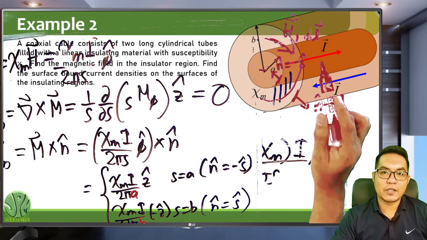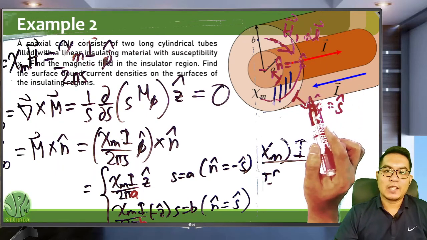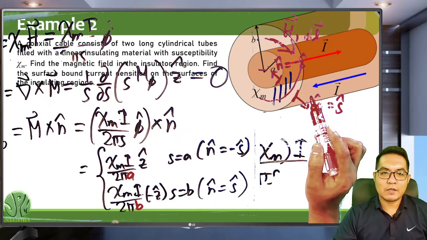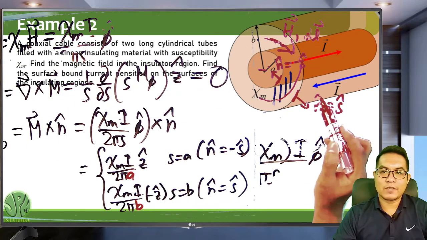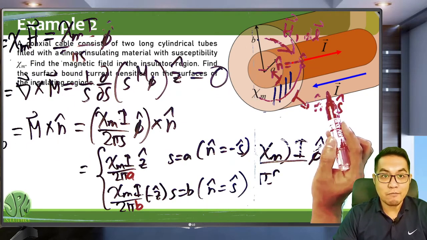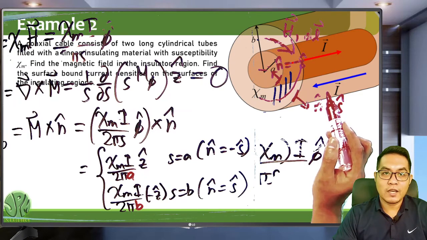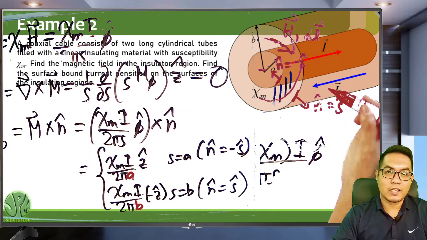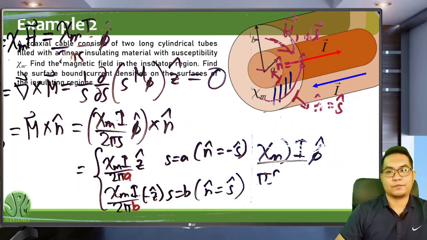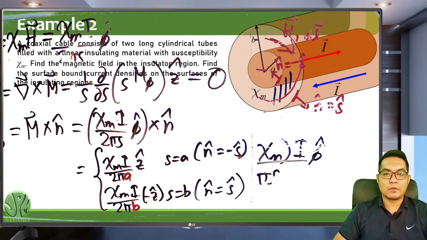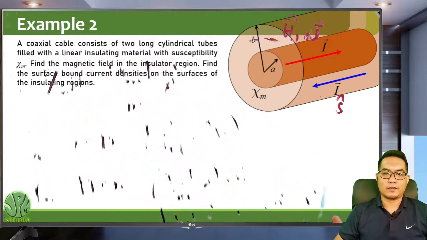So it's in the same direction as the free current. And in the outer surface, the direction of the surface bound current density is negative Z hat. So it's in the same direction as the free current on the cylindrical shell. So both of the currents in the two surfaces are in the same direction as the corresponding free currents. Okay.